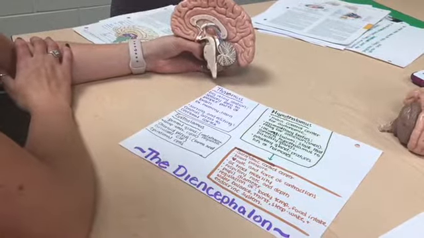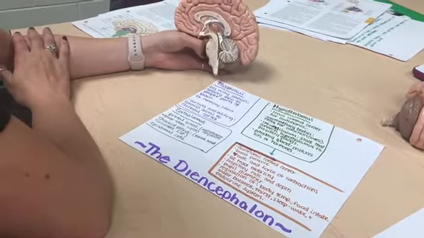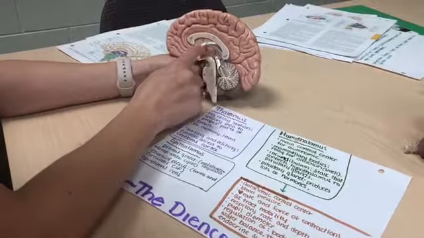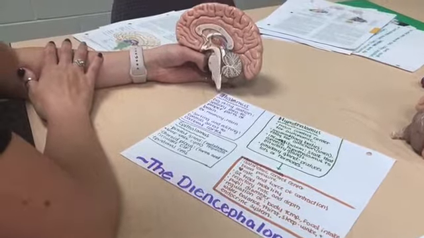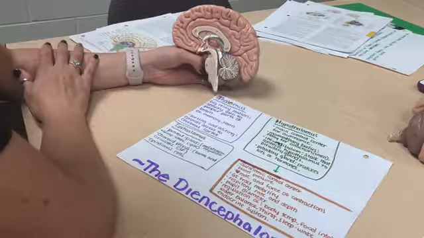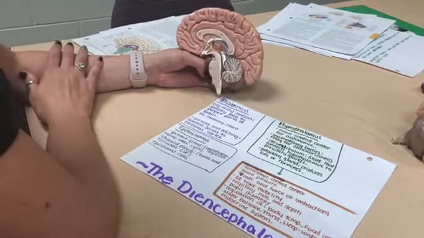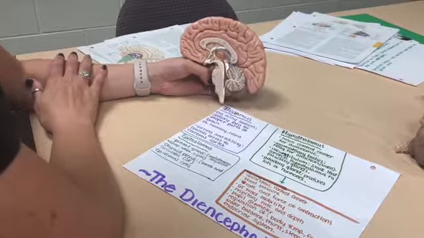Now we're going to talk about the diencephalon. There are three major structures inside the diencephalon. We have the thalamus, which is the spot right here. It's a big relay station for sensory info to proper parts of the brain, for example, memory and learning. Also sorting and editing, which controls access to the cerebral cortex.